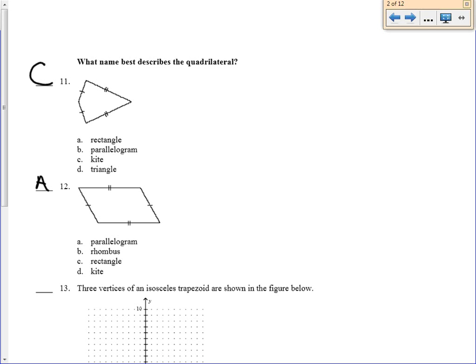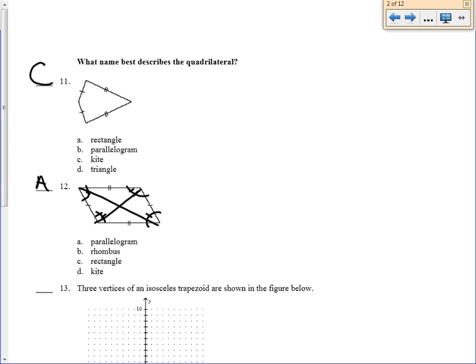A parallelogram. Are there some other rules for parallelograms? Opposite angles are congruent. Consecutive angles are supplementary. Diagonals bisect each other. And then as we start adding to that, we get other things. Like if the diagonals bisect each other and they're congruent, now I've got a rectangle.